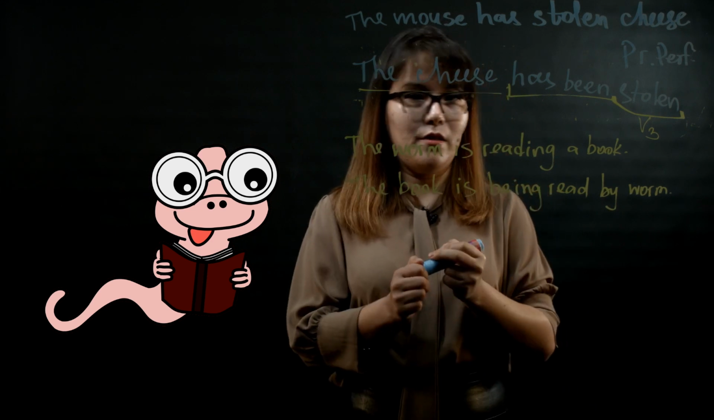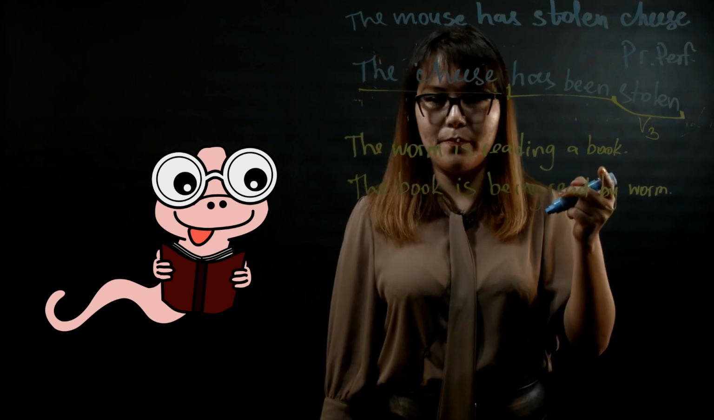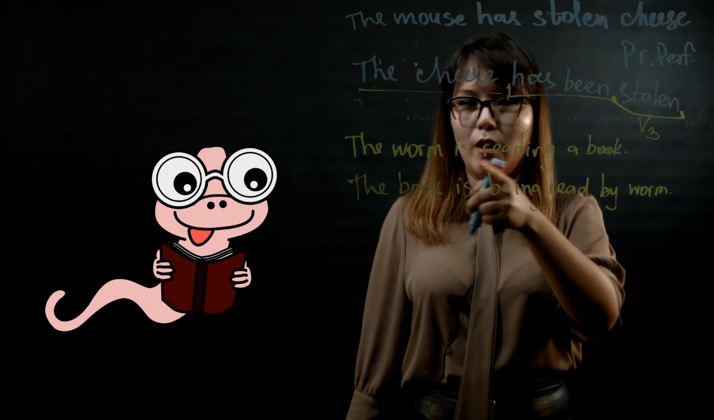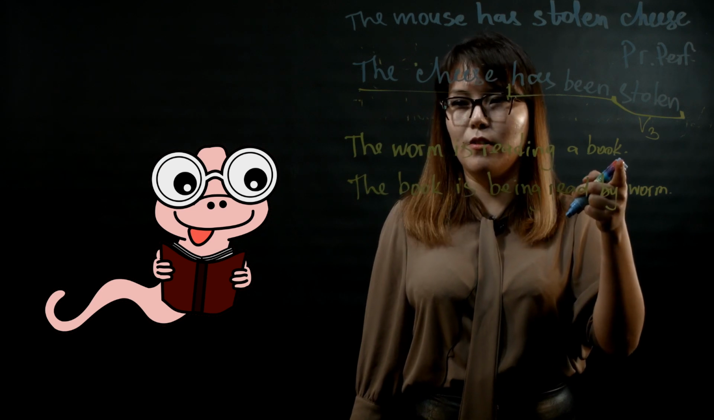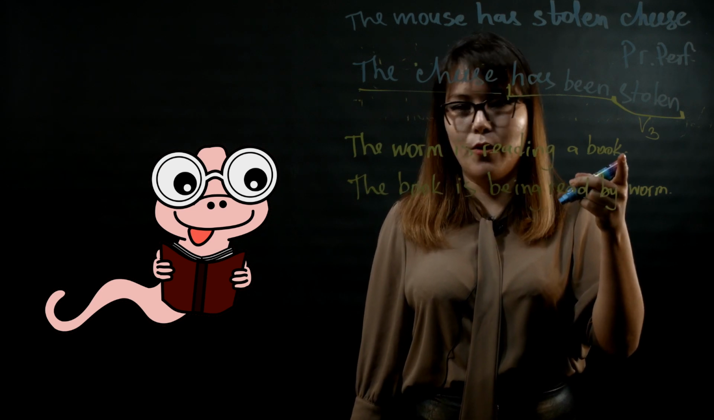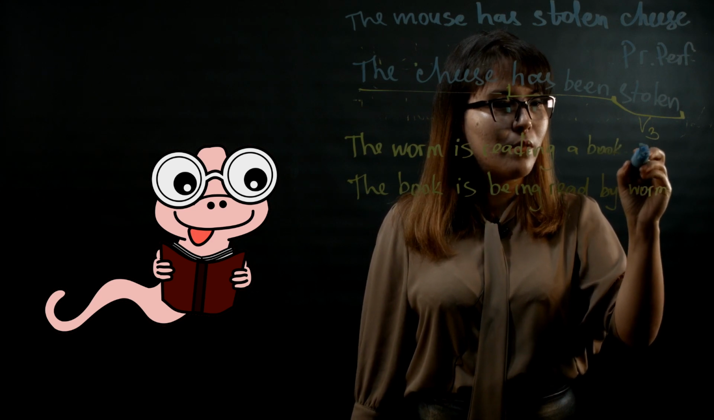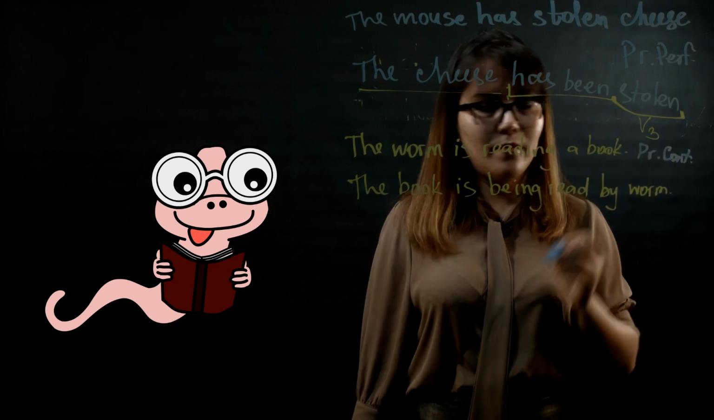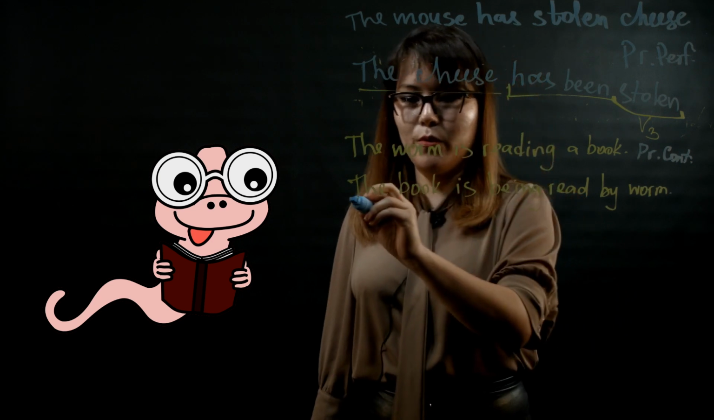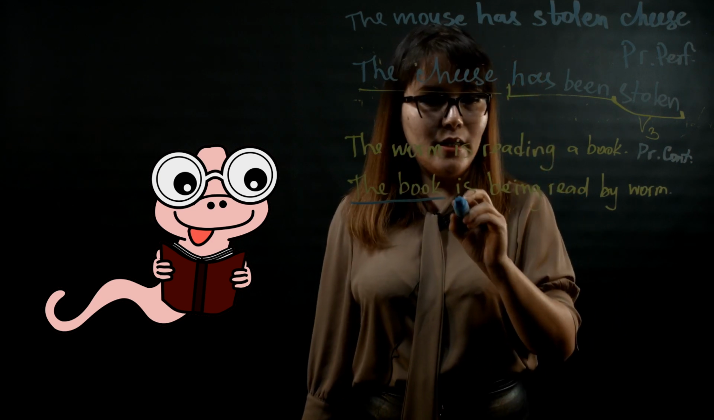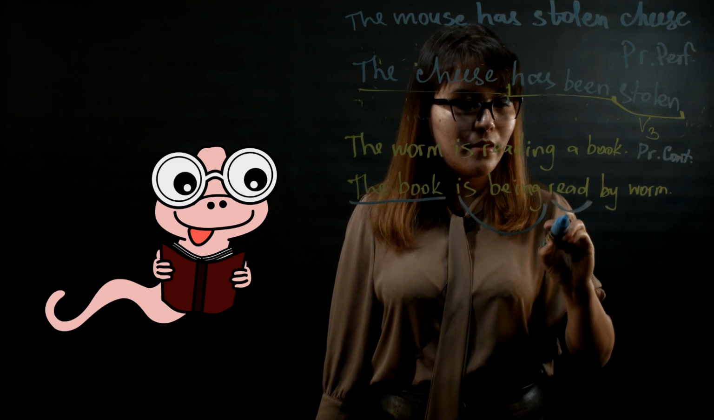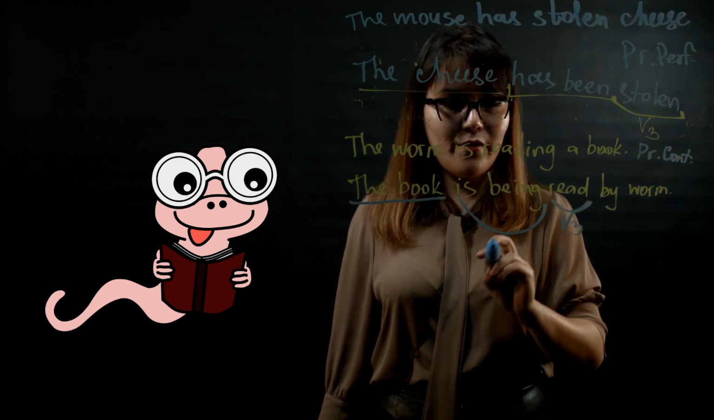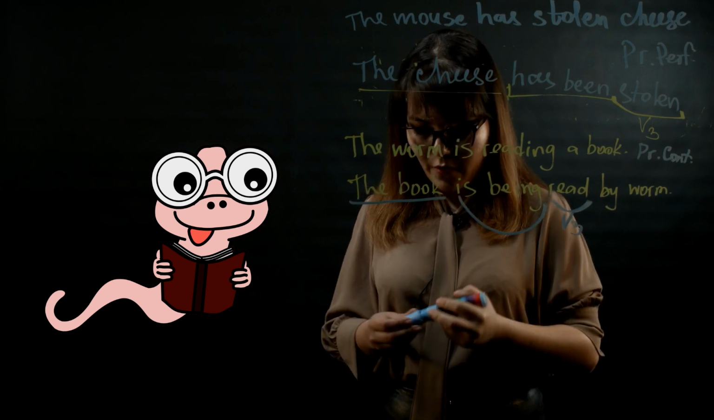Here it is. So first of all, we forgot to mark the tense. What tense is it? The worm is reading. It is present progressive or present continuous. It is the same. So the book is being read. Third form of the verb and the form of the verb to be.